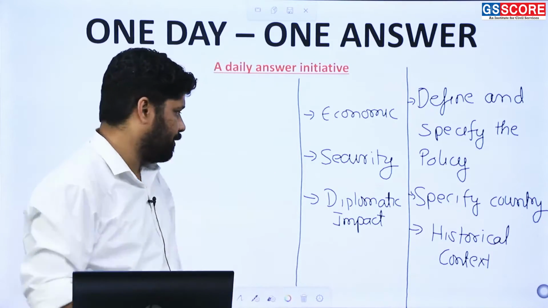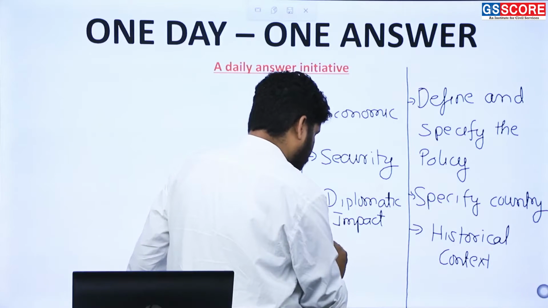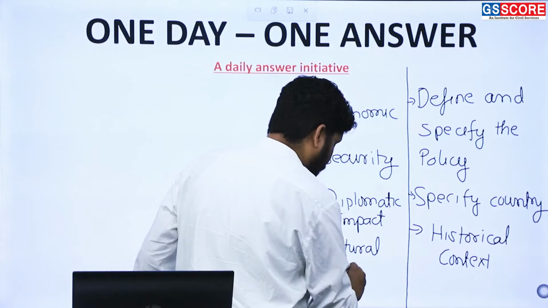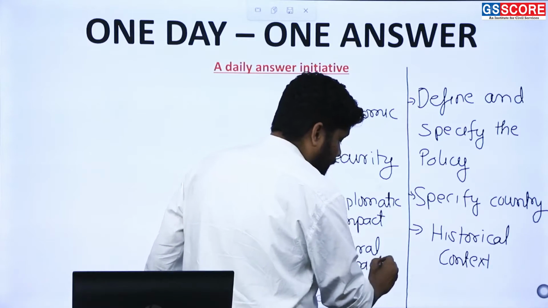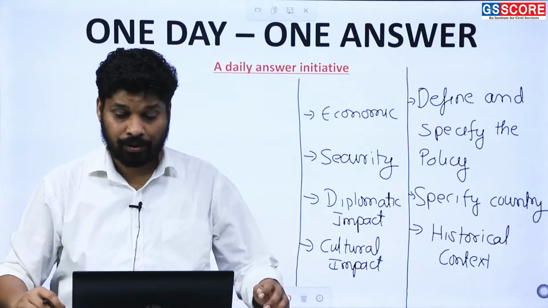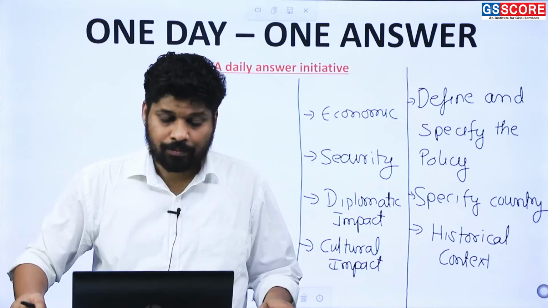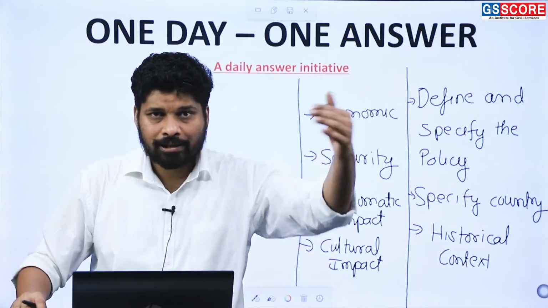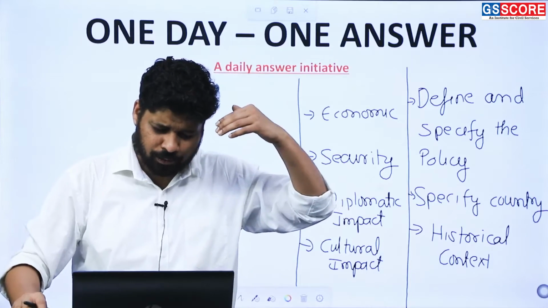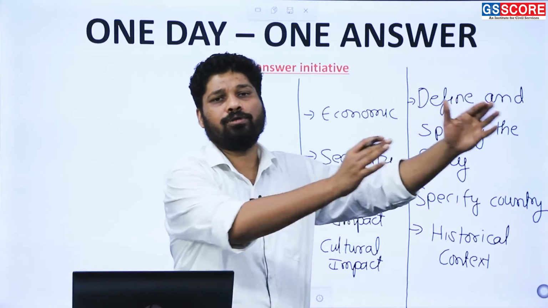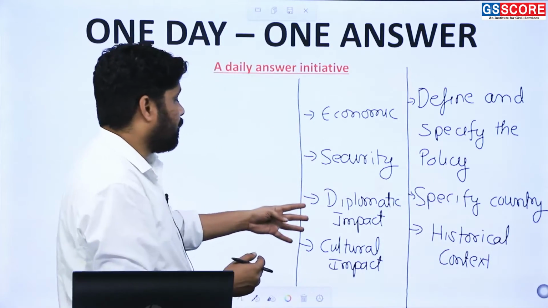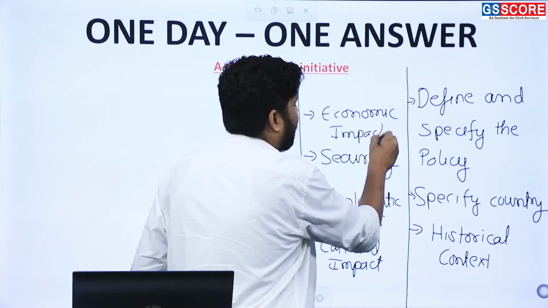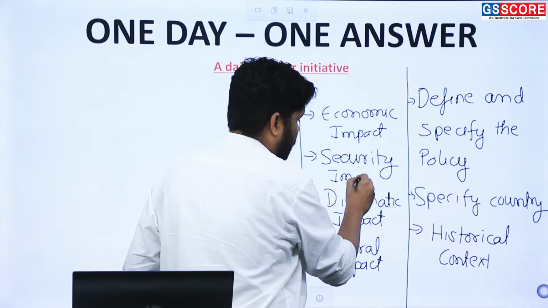And lastly, I would say cultural impact. When I say cultural impact, it is more or less oriented towards the Indian diaspora, people-to-people ties, with respect to enhancement of human resources, all those sorts of things. So these are the four parameters on which the impact of a country's policy can be measured.